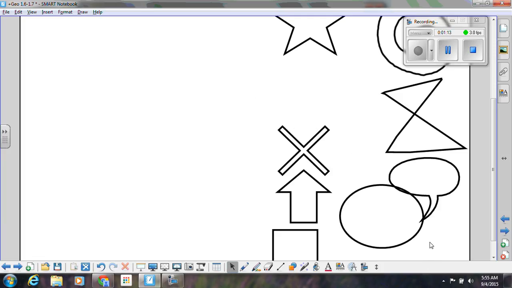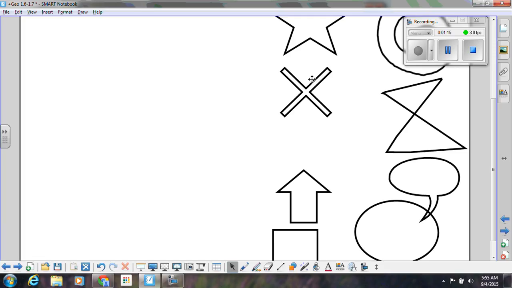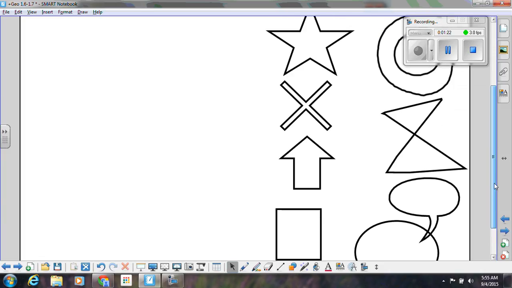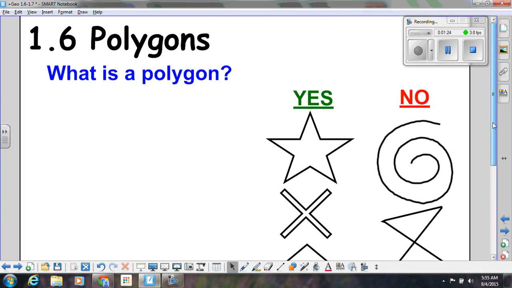Who doesn't want to go over here? Alright, so these are the polygons. And over here, these are not. So we're going to talk about what makes those not polygons.